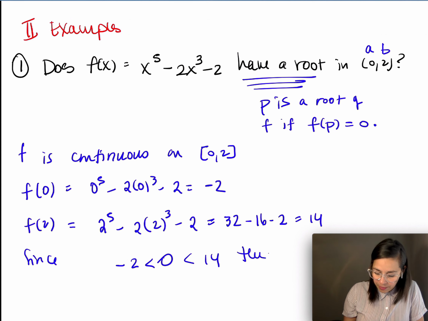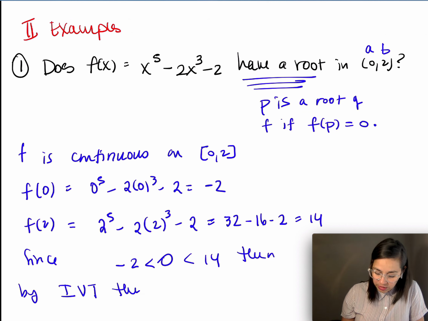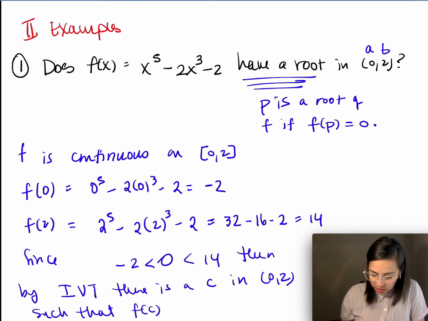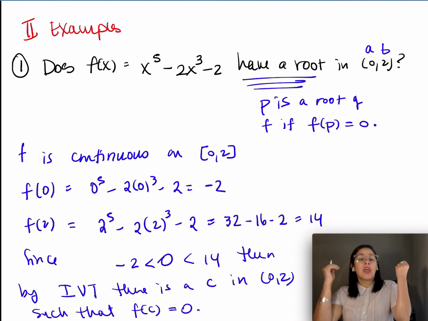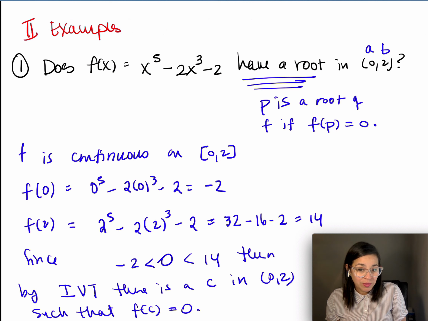then, by the intermediate value theorem, IVT, there's a c in [0, 2] such that f(c) is equal to 0, meaning, yes, this function does have a root in between 0 and 2, okay? Does that make sense?